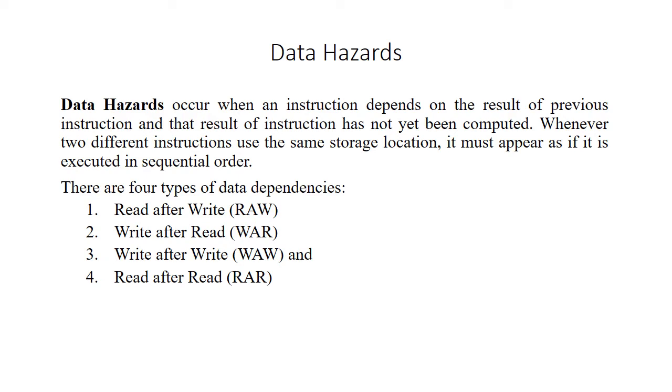There are four types of data dependencies. The first one is read after write. That means here after write you have to read. The second one is write after read. That means firstly you need to read, then you have to write. The third one is write after write. That means you can write after write. And the fourth one is read after read. That means here you can read after a data read.